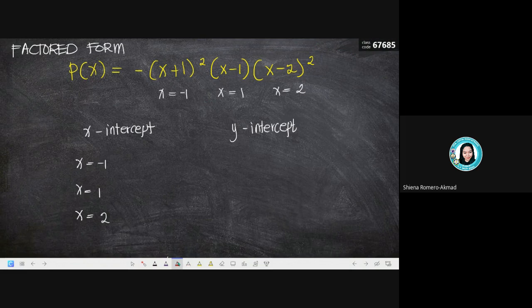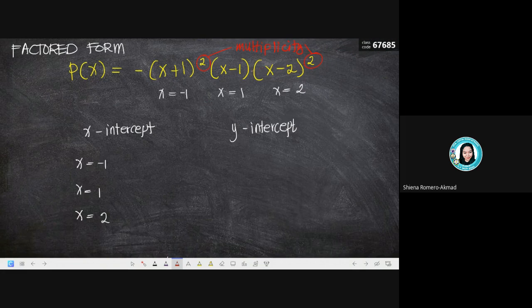Tapos, may makikita kayo dyan na minsan talaga meron siyang exponent. Yung factor itself, meron siyang exponent. Ano yung ibig sabihin ng exponent na yan? Ibig sabihin ng exponent na yan is a multiplicity. So, ang tawag natin dyan, multiplicity. Yung multiplicity, will identify kung siya ba ay magko-cross or magta-touch.